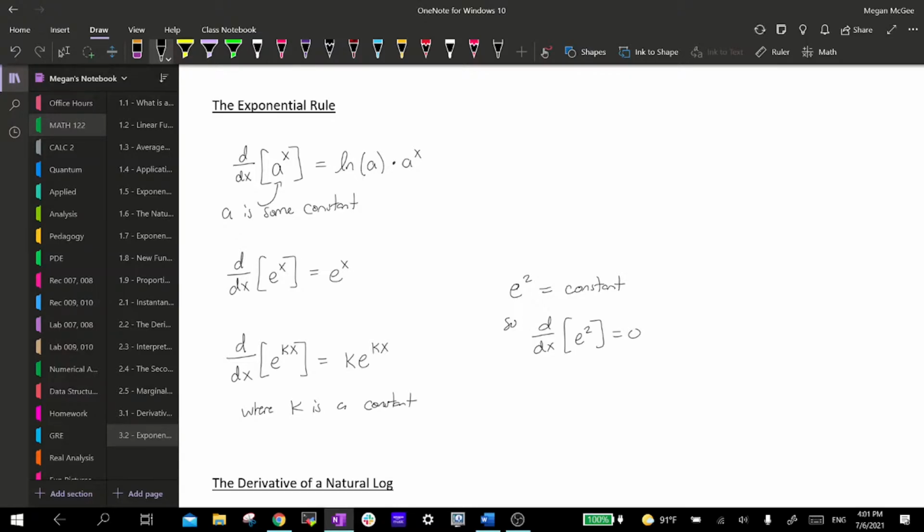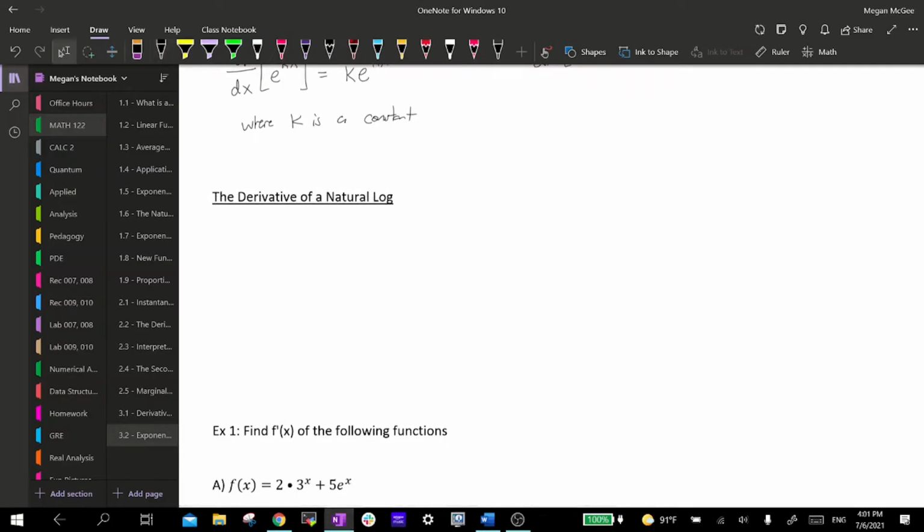Okay, other than that, we have these 3 exponential rules. And then we have the derivative of a natural log. So the derivative with respect to x of the natural log of x, well, this is going to be 1 over x. Alright? And those are the 2 rules for today.